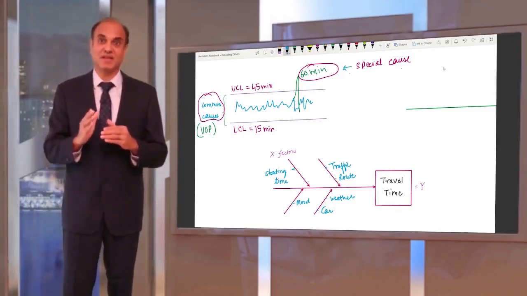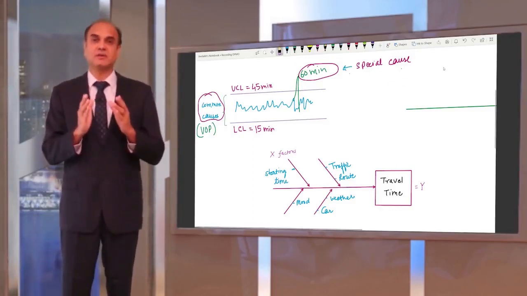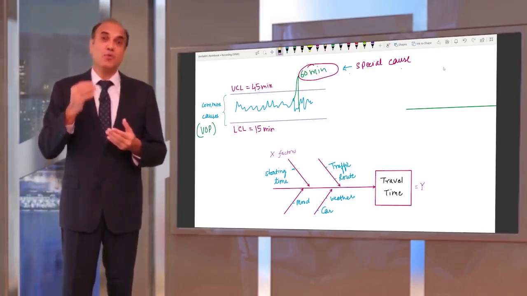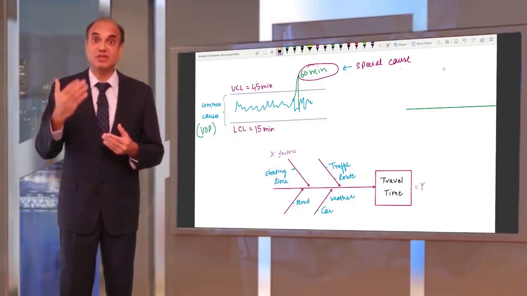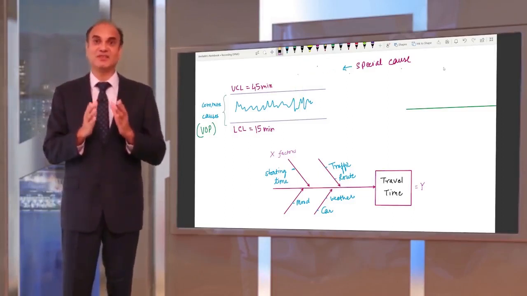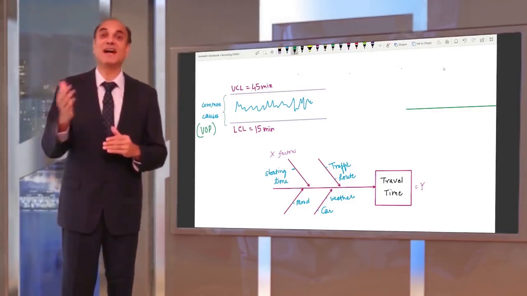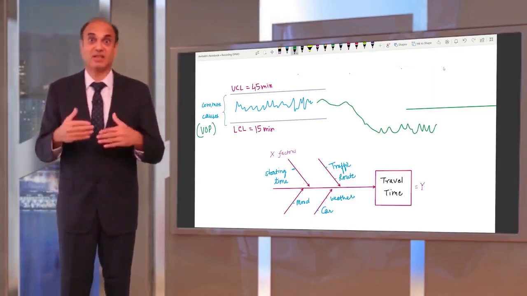But for common causes, you should not take any specific action. Usually, the common cause is within the control limits. And if you want to act upon the common causes, you might have to change the control limits. And changing the control limits takes effort. You may have to do a DMAIC project. You may have to do a Lean project. You may have to do a Six Sigma project. And that's what we are doing.